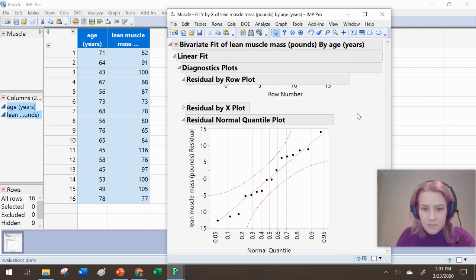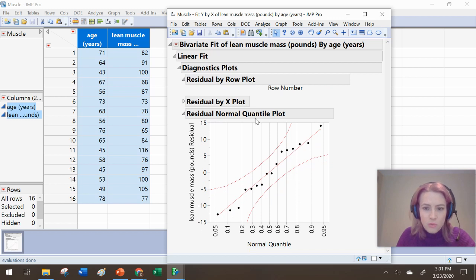For normality, I'm going to go down to my residual normal quantile plot. And while not perfect, the points do kind of oscillate back and forth along the straight line. The scatter that's present doesn't go outside of the dashed bounds. So I think normality is a good assumption as well. And then the final assumption is just that we have a random sample of the population.